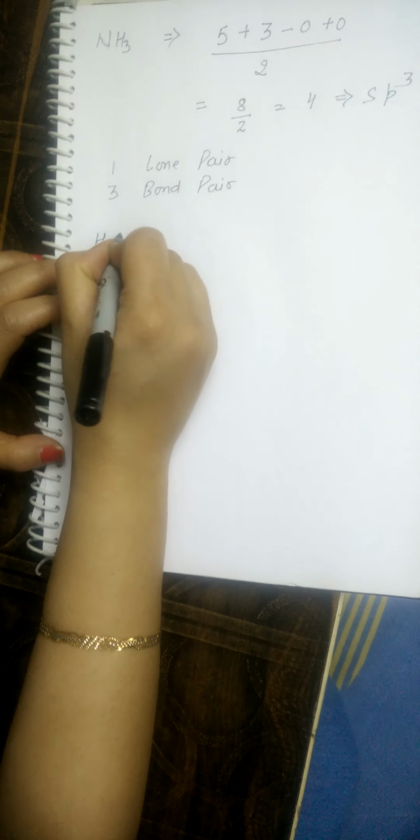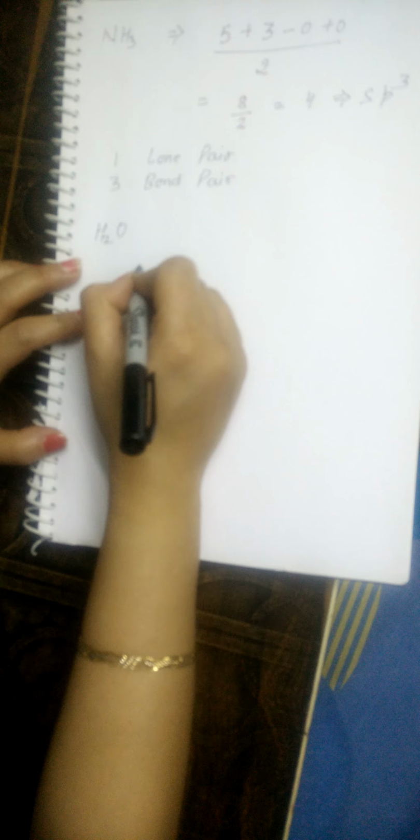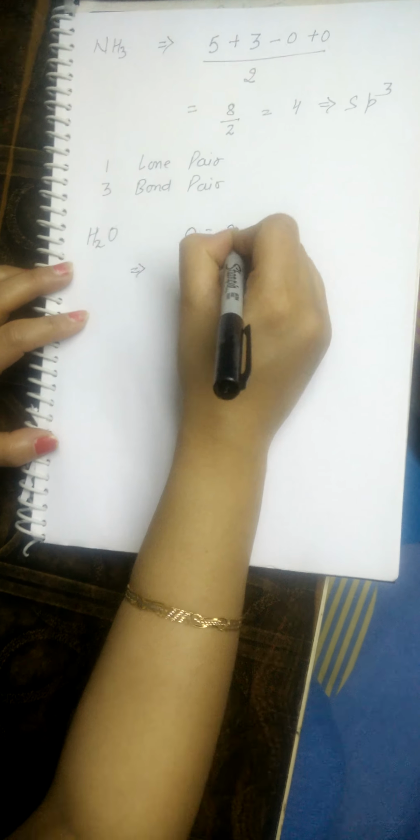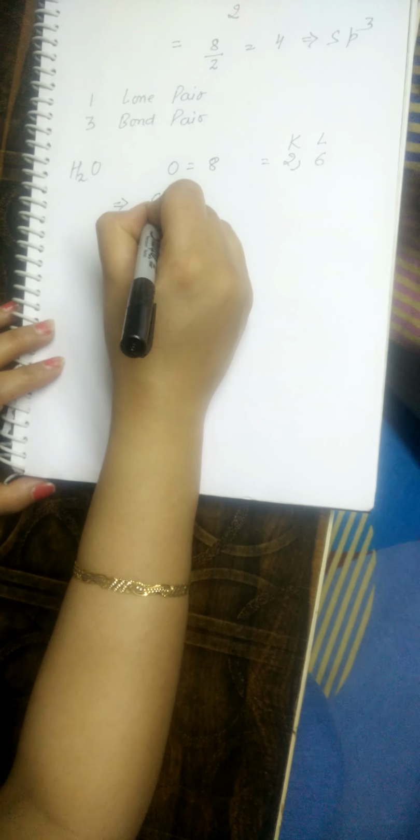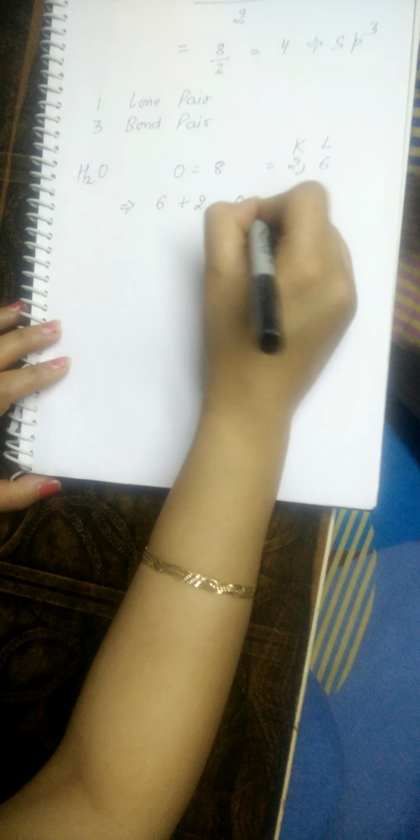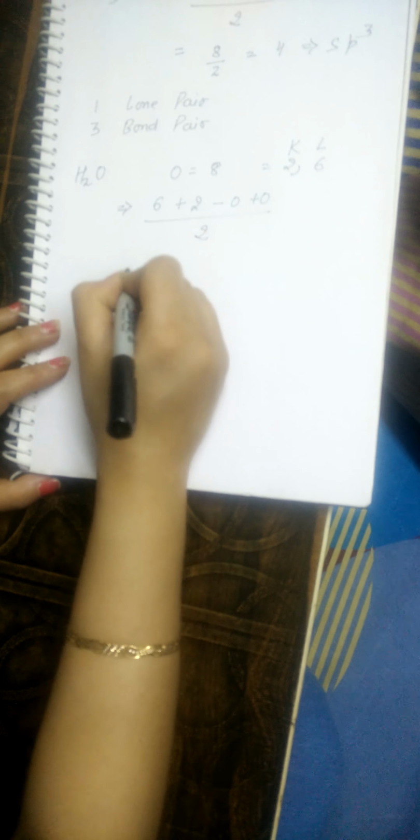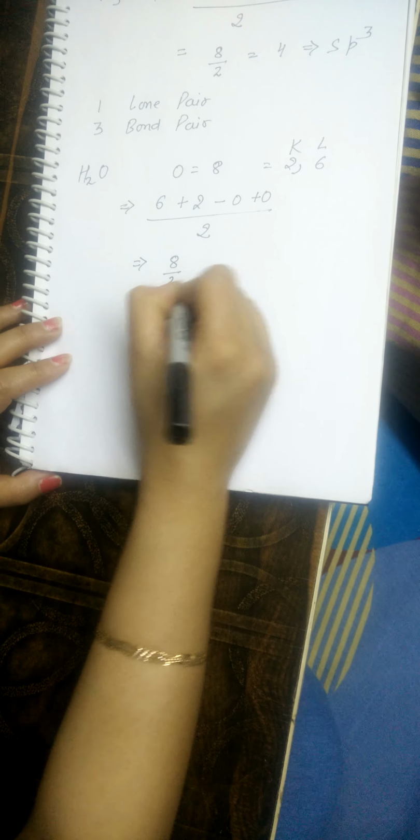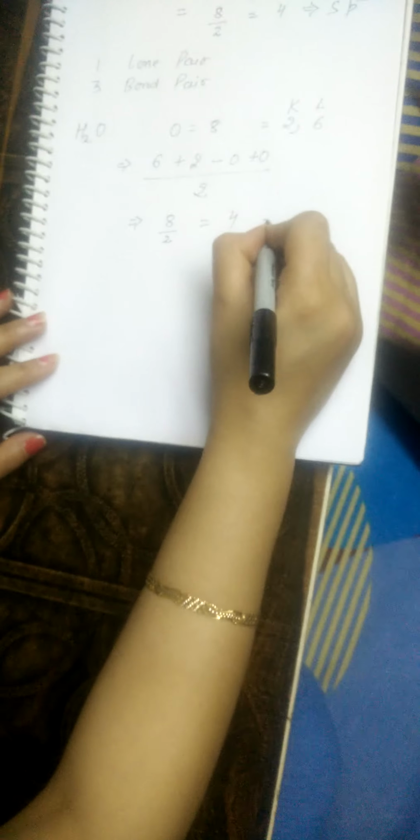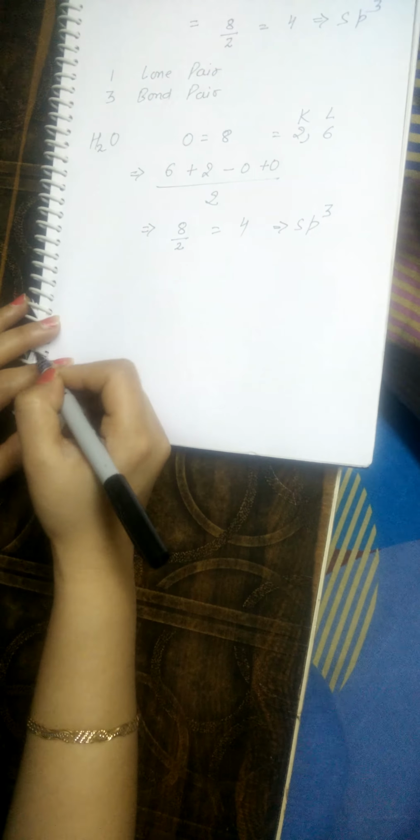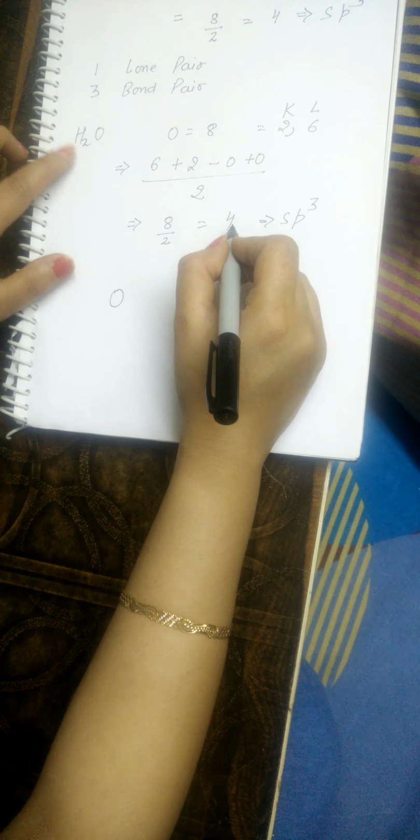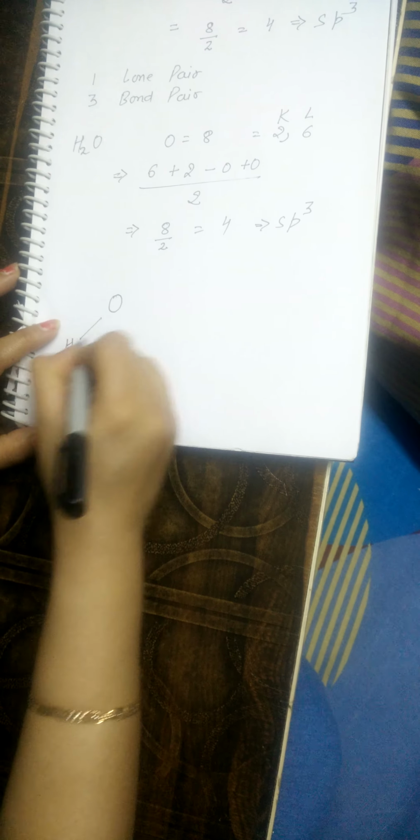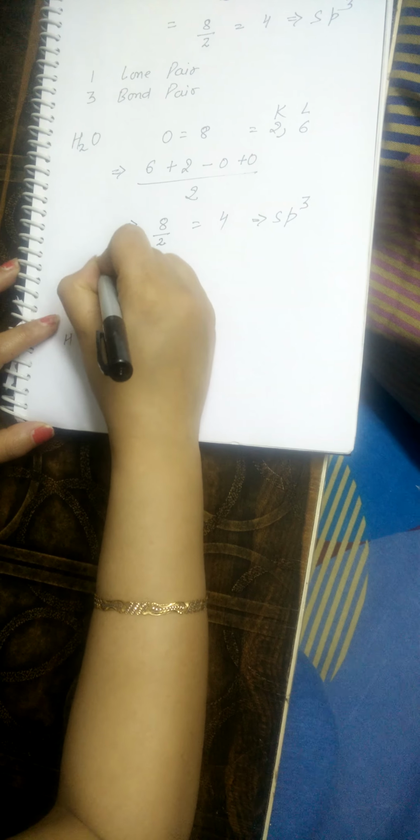Similarly, we can see with the example of water, oxygen with atomic number 8 with the 2 electrons in the first shell, that is K, and the 6 electrons in the second shell, which is L. So 6 plus 2 minus 0 plus 0 divided by 2 is equal to 8 upon 2 is equal to 4. So again we get the hybridization sp3. Now we are having oxygen here with the 2 hydrogen, so it means we are having 2 bond pairs and 2 lone pairs.